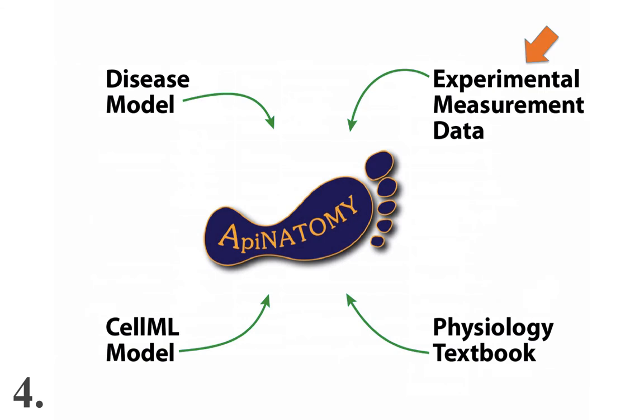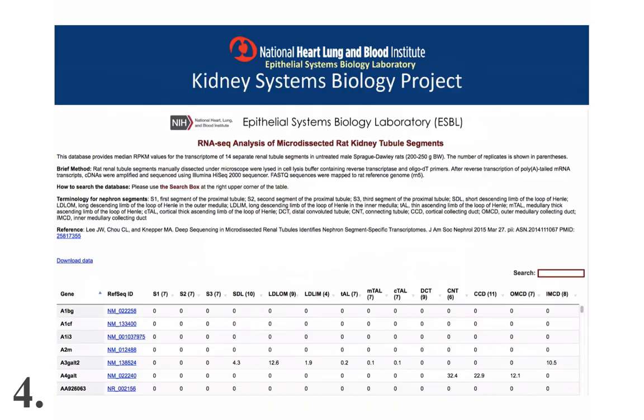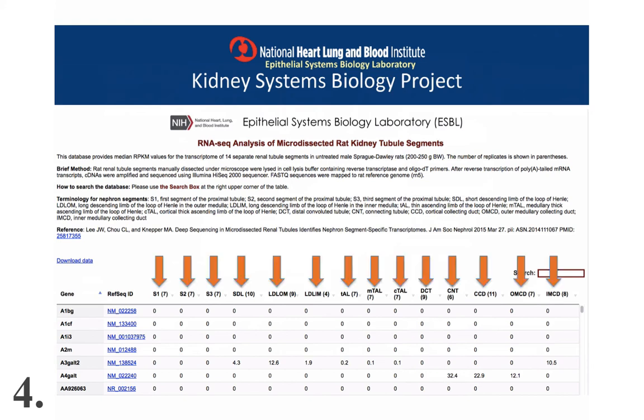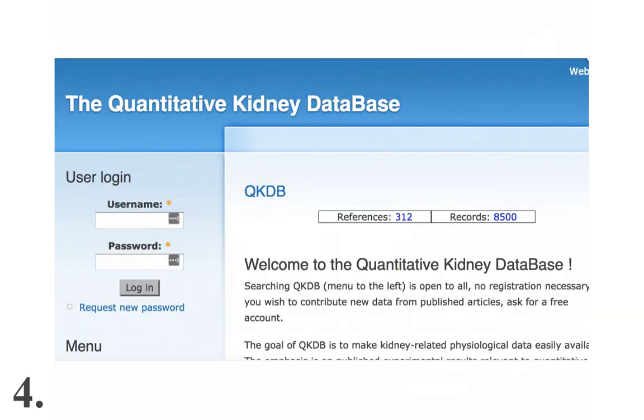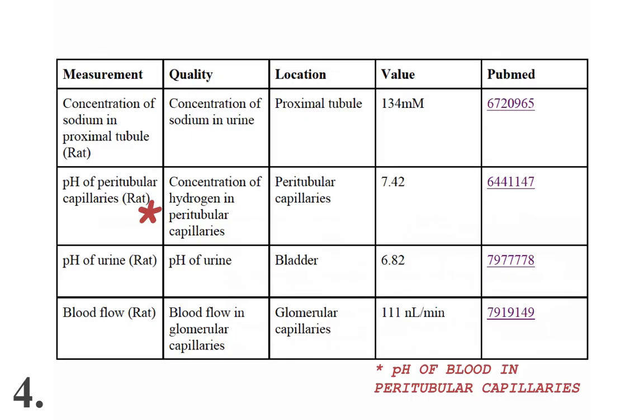4. The final example scenario focuses on two types of experimental measurement across a key scale divide. The first is a molecular scale experiment carried out by the Kidney Systems Biology Project, in which transcriptome expression levels were measured for each of the major nephron segments in the kidney. The second is a database of tissue-scale experiments that catalogs the location and values of measurements for structures and processes in the kidney.